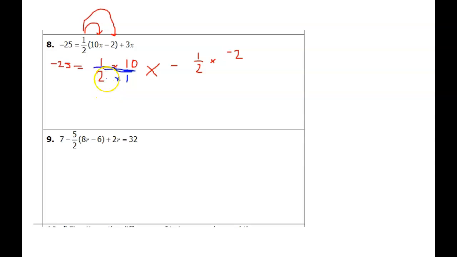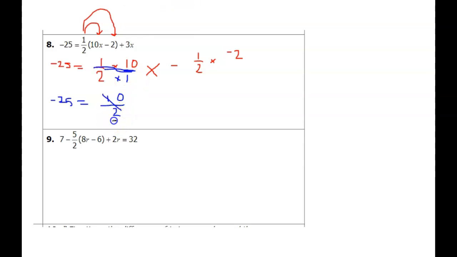Multiply straight across. Right here. I'm going to multiply in the numerator. So I'll bring my negative 25 down, and it's going to equal, I just multiply across. 1 times 10 in the numerator, well, that's 10. In the denominator, 2 times 1, well, that is 2. Guys, I think I can simplify this. 10 divided by 2 is what? 5, okay? So I'm just going to cross this out, and I'm going to write this as 5.